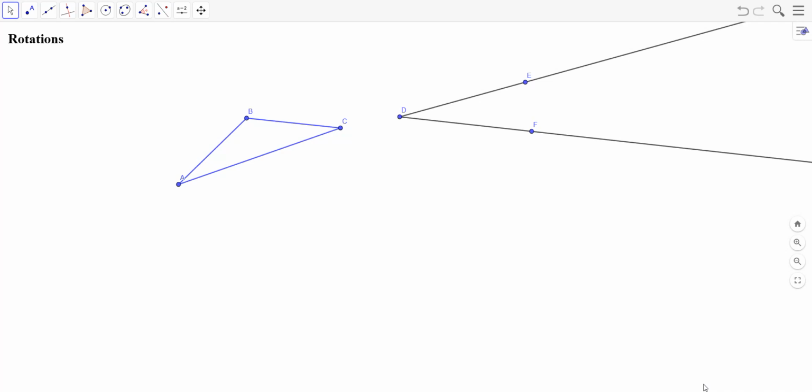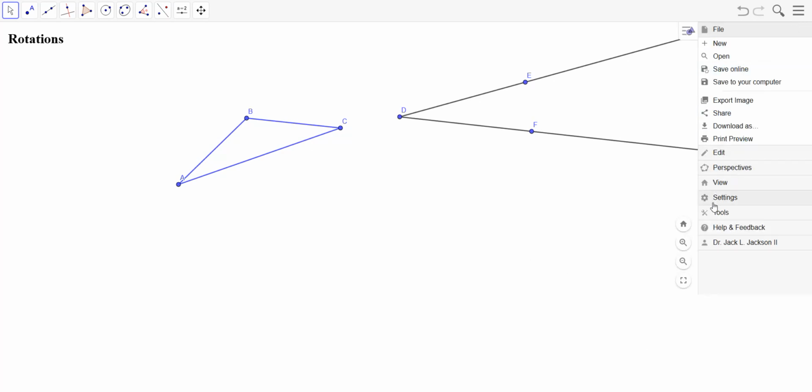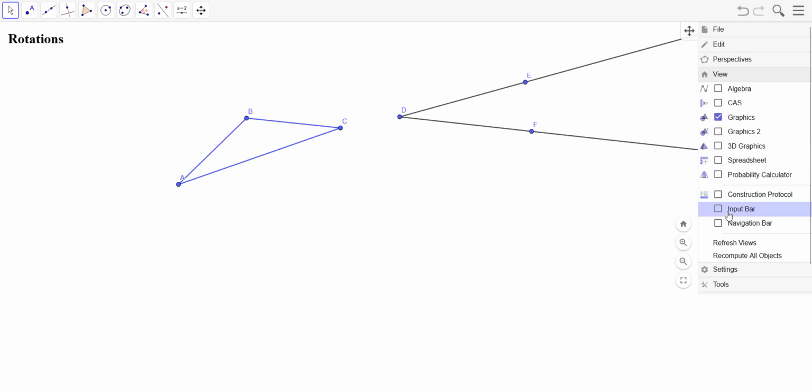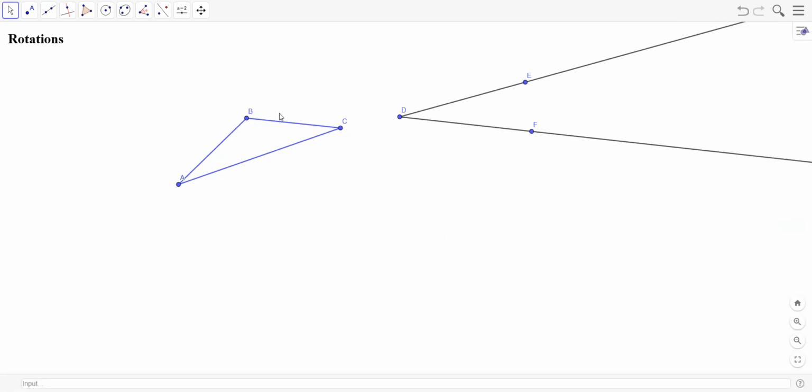Let's take a little look at rotations with the commands that we have in GeoGebra. Let me put an input bar down here just in case I want to use that a little bit later. Okay, so here we have a pre-image. It's a triangle, and I've made it blue. I'll make the image red.